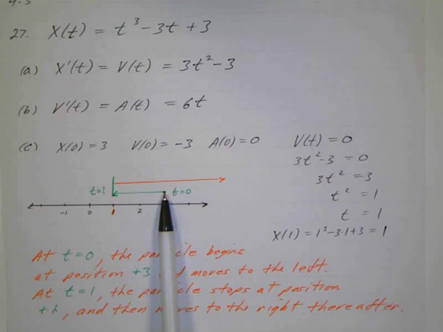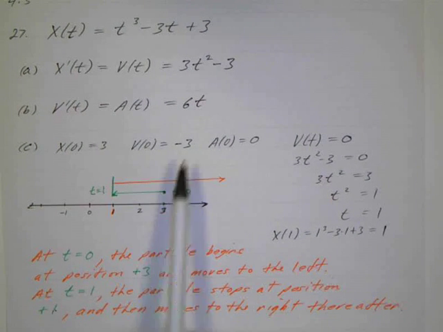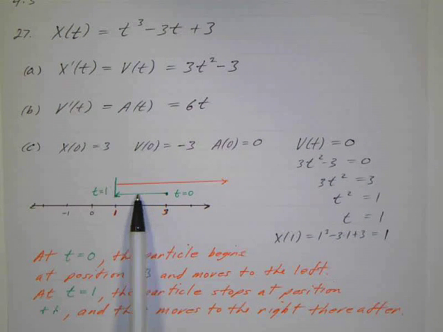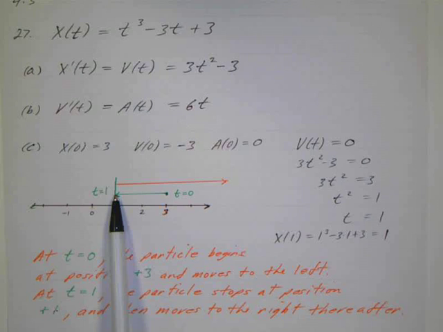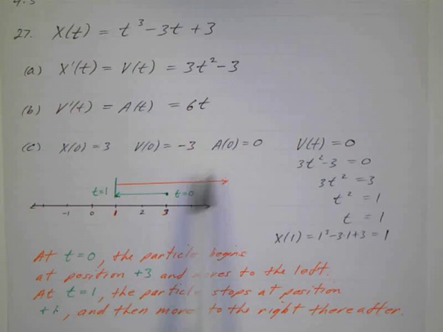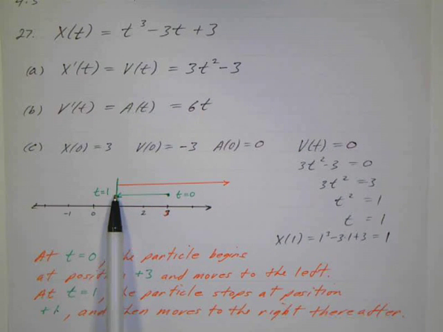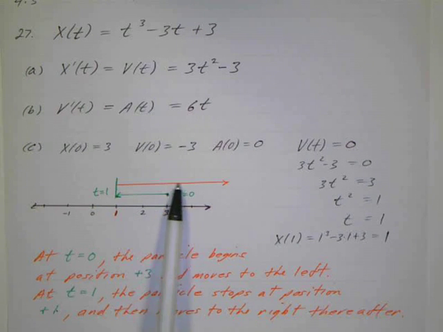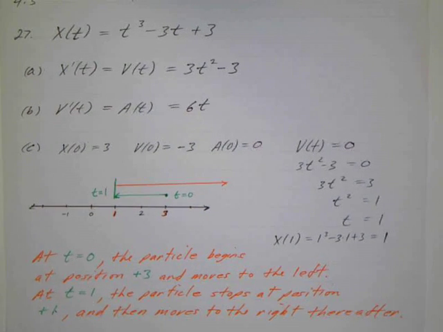So I start here. I've got a velocity pushing me to the left, but as I move, the acceleration becomes greater and greater, because as time goes on, the acceleration increases. So I only make it to position 1 after 1 second, then I stop, and then I start moving to the right. And I'm going to be accelerating thereafter.